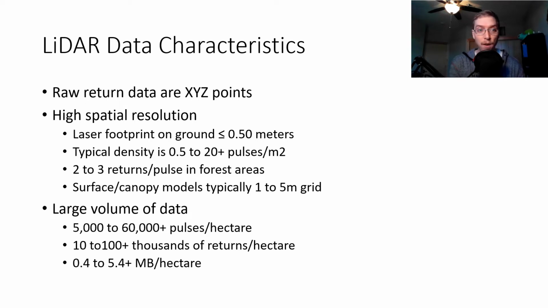The LiDAR data characteristics here: raw return data as XYZ points, high spatial resolution. You typically get laser footprints of less than or equal to about half a meter. Typical densities between half to 20 pulses per square meter, 2 to 3 return pulses in forested areas, and your surface canopy models typically grid out to about 1 to 5 meters. Large volume of data, absolutely. 5,000 to 60,000 pulses per hectare, 10 to 100 plus thousand returns per hectare, and about 0.4 to 5.4 plus megabytes per hectare. So this gets big really quick.